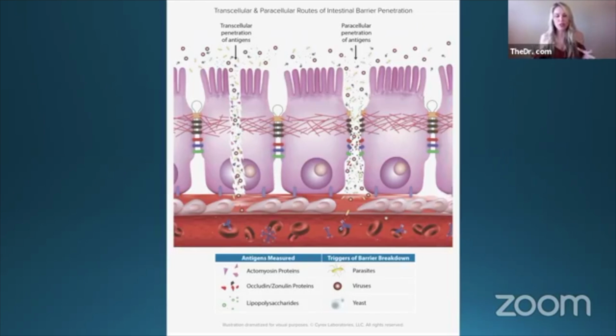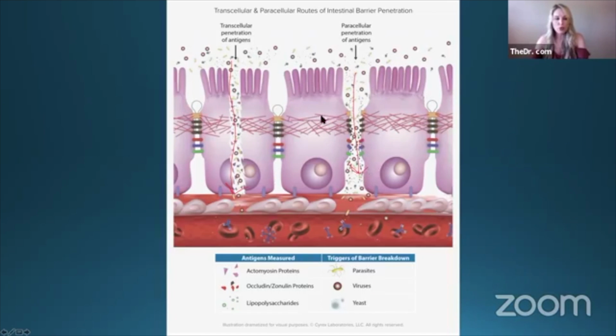This is a really great slide from Cyrex that I love to use to explain intestinal permeability, or leaky gut as it's often called. So we can develop two different types of intestinal permeability: through the cells in the gut or between the cells in the gut.